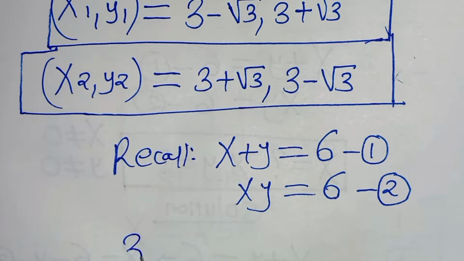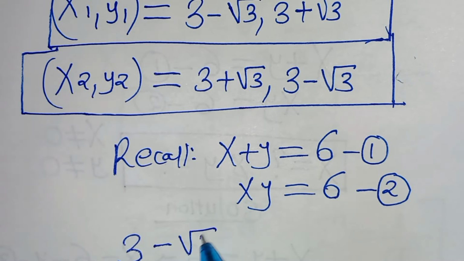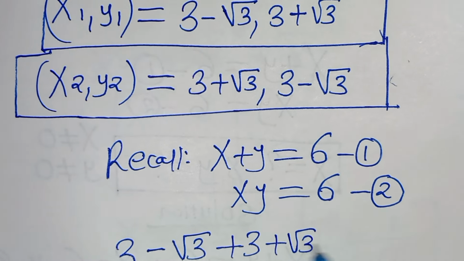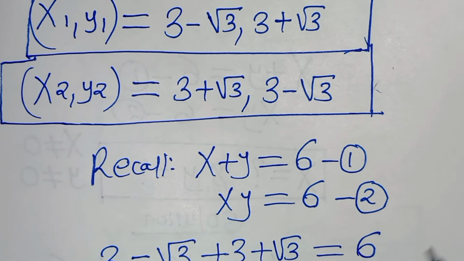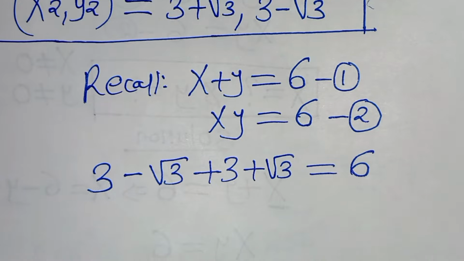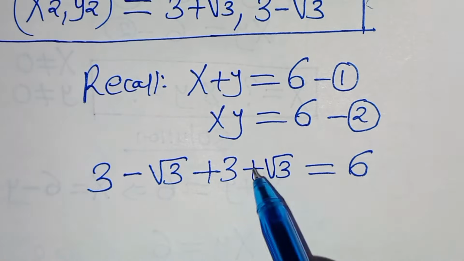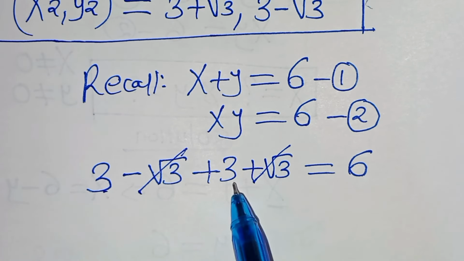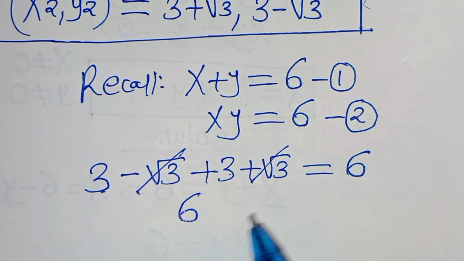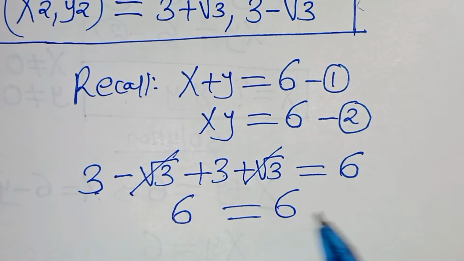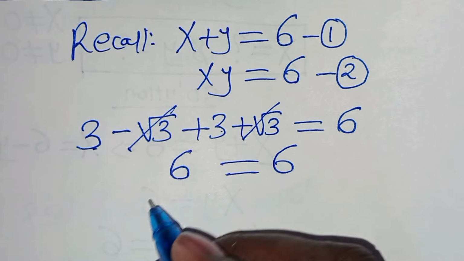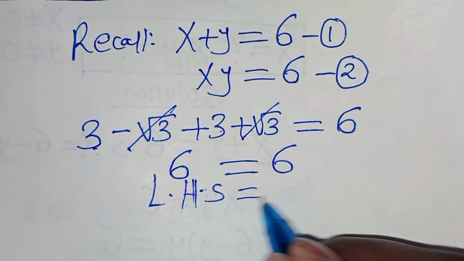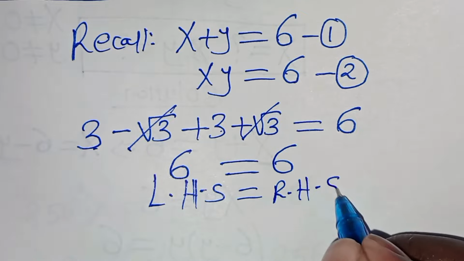So we have 3 minus square root of 3, then plus 3 plus square root of 3. This is supposed to give us a value of 6. So you find that minus square root of 3 plus square root of 3 simplifies, so that now 3 plus 3 is equal to 6, and this is equal to 6. This implies that the left-hand side is equal to the right-hand side.